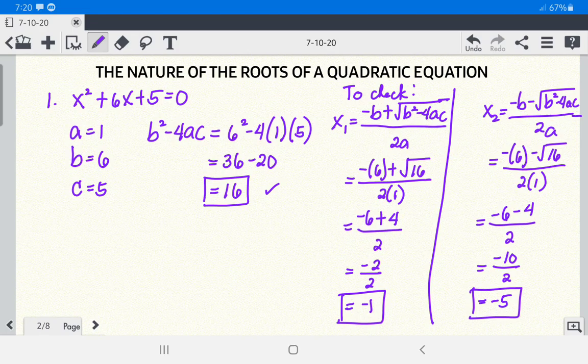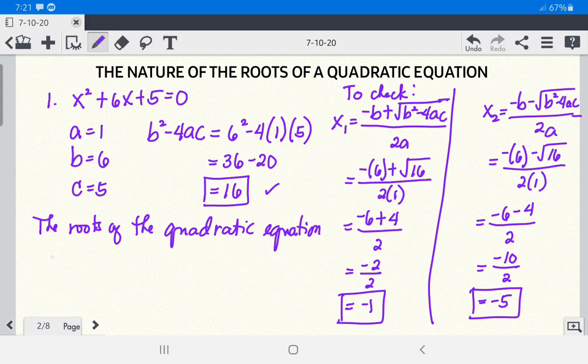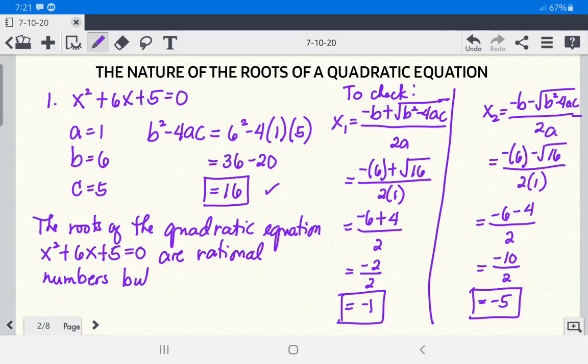Let us now write the conclusion: the roots of the quadratic equation x squared plus 6x plus 5 equals 0 are rational numbers but are not equal.